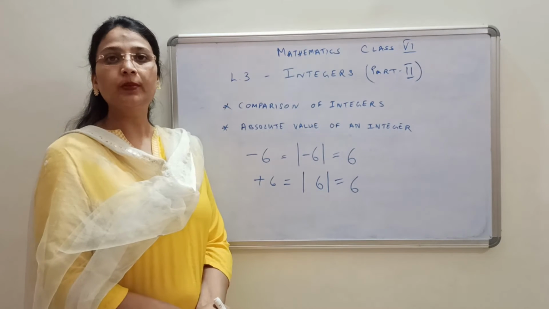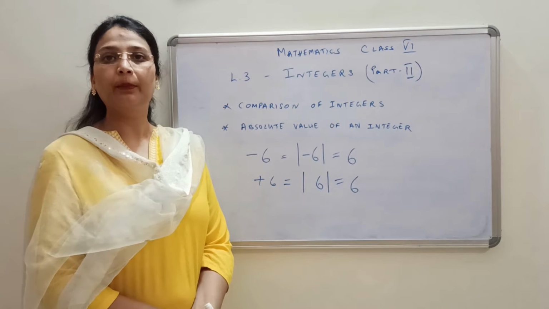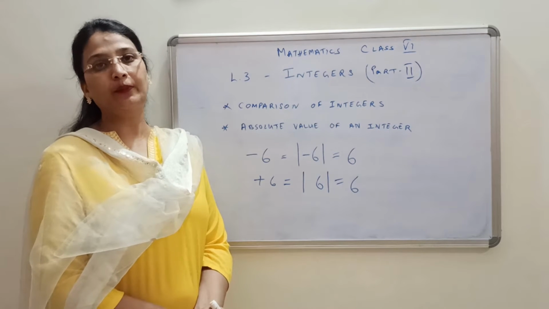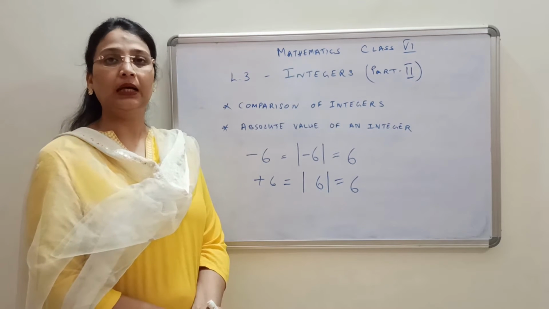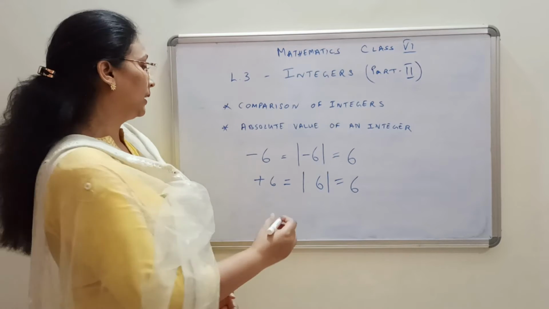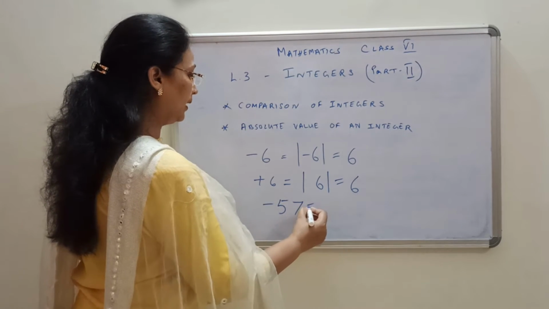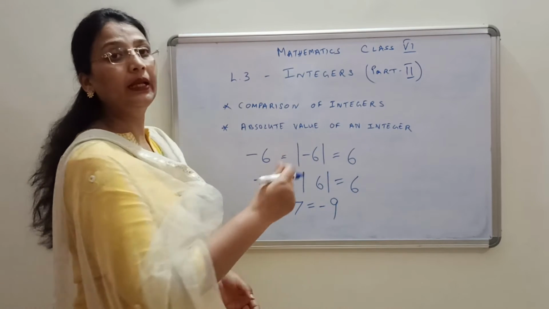Children, it should be kept in mind that while comparing two negative integers, the one with the smaller absolute value will be larger. In other words, -5 is greater than -9.